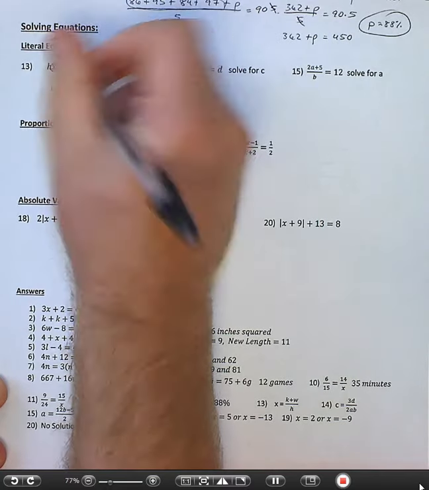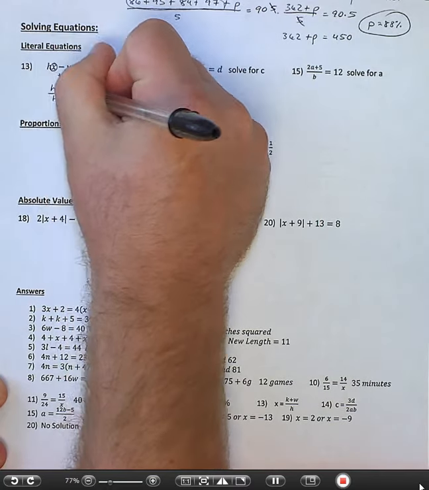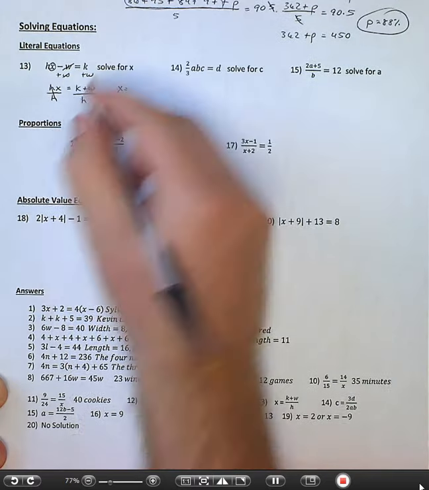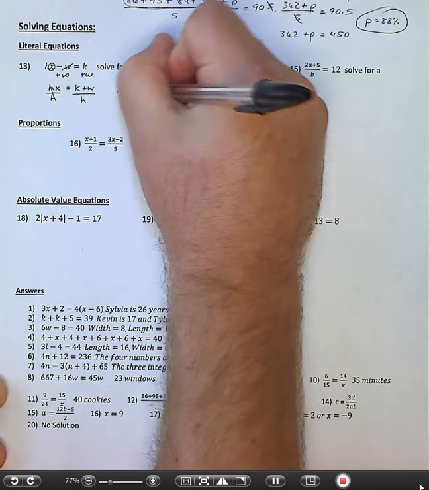Now to get rid of the h, I'm going to divide by h. So x equals k plus w divided by h.